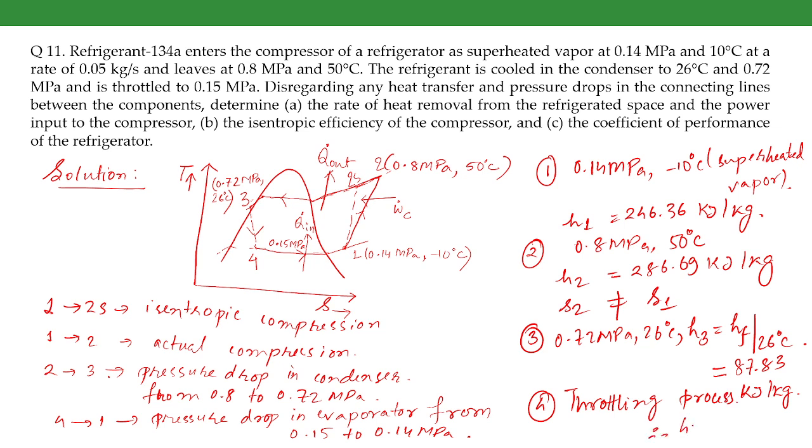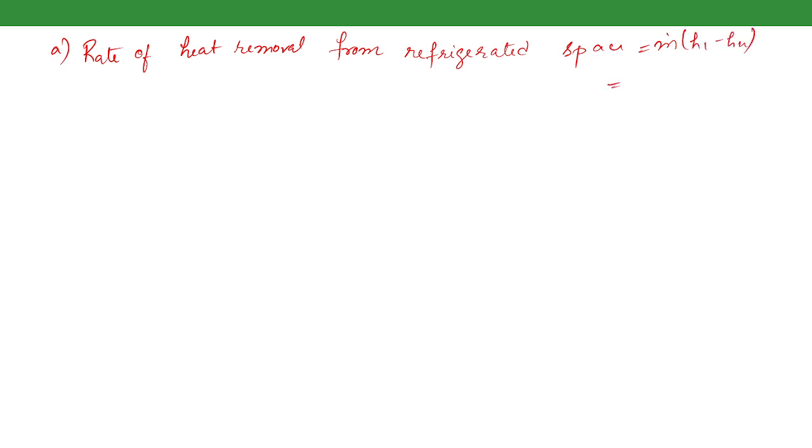So h4 is equal to h3 is equal to 87.83 kilojoule per kg. Okay, so the rate of heat removal from the refrigerated space is m dot times h1 minus h4. So this is 0.05 times 246.36 minus 87.83. This is 7.93 kilowatt.